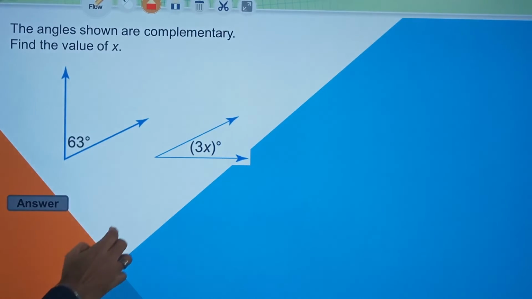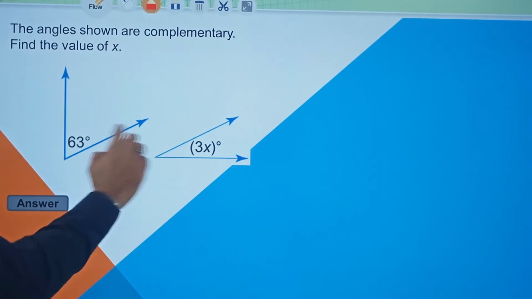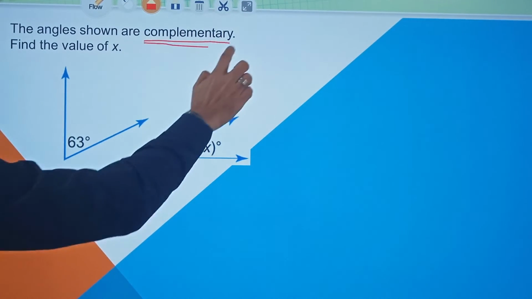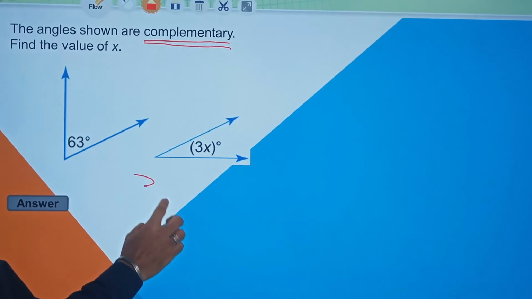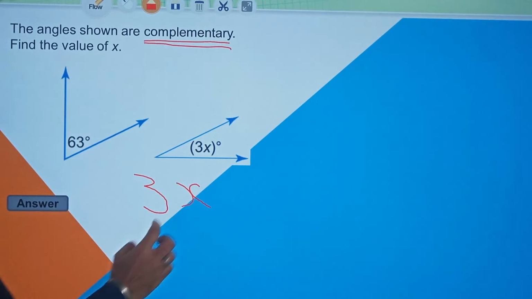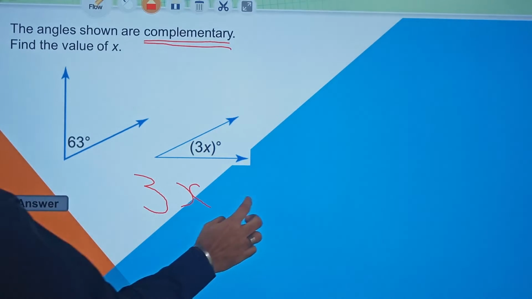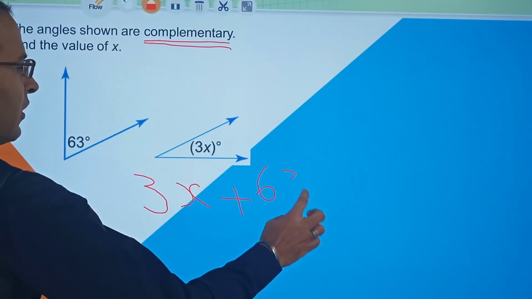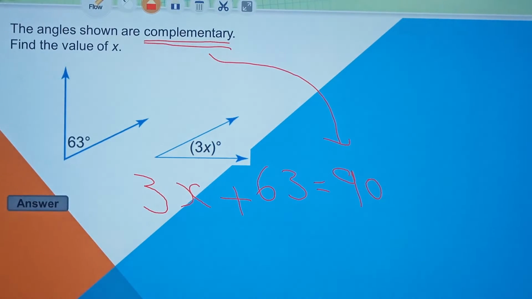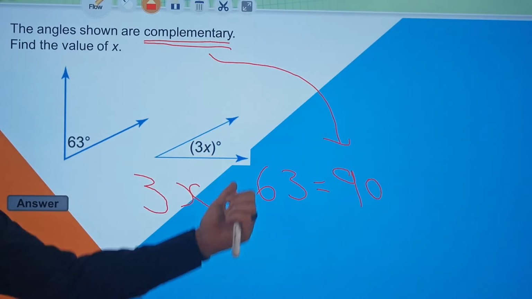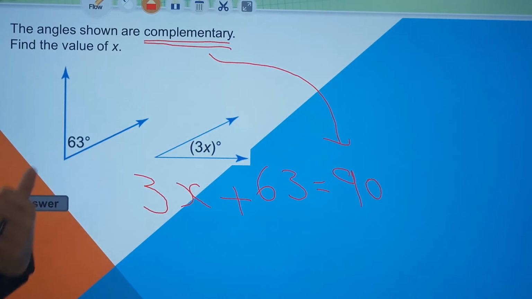Look with me. The two angles here, this and this, are complementary. So the two angles here are complementary. What will we do in this case? I will form an equation. So how do we form this equation? By making 3x plus 63, and he gives me that the two angles are complementary, right? The sum of their measures is equal to 90. So again, I will add 63 and 3x. Add both angles together.